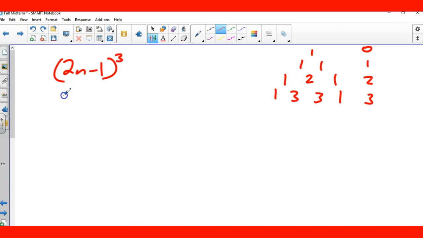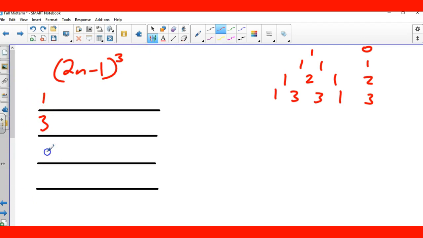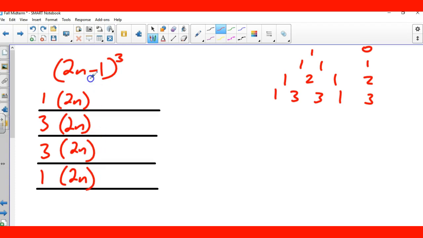So now I take my coefficients. Actually, hold on, let me do this. I write down my coefficients 1, 3, 3, 1. And then I take my first term, 2n. And then see how this is 3? So I'm going to go 3, 2, 1, 0. And then I'm going to have negative 1.